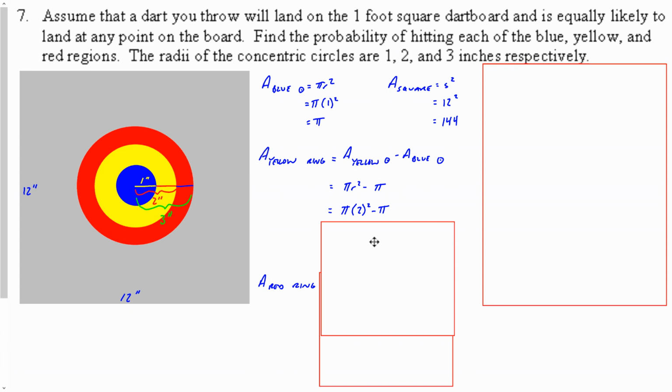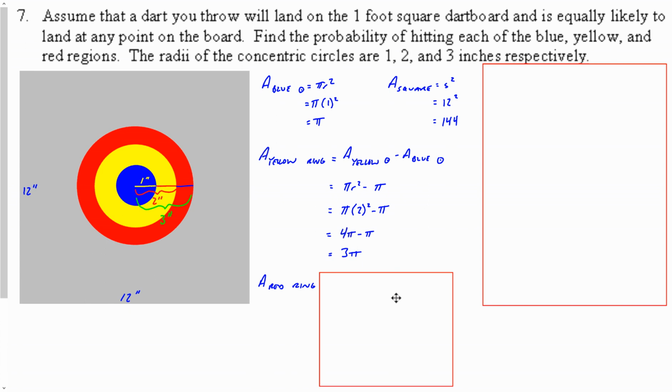So that yellow circle has a radius of 2 inches. So I plug that in for the r. Gets me to the point where I have 4 pi minus pi. And if I simplify that, again, keeping it in terms of pi so that it's exact, the yellow ring would have an area of 3 pi square inches. Whether you label it or not, it still is square inches.